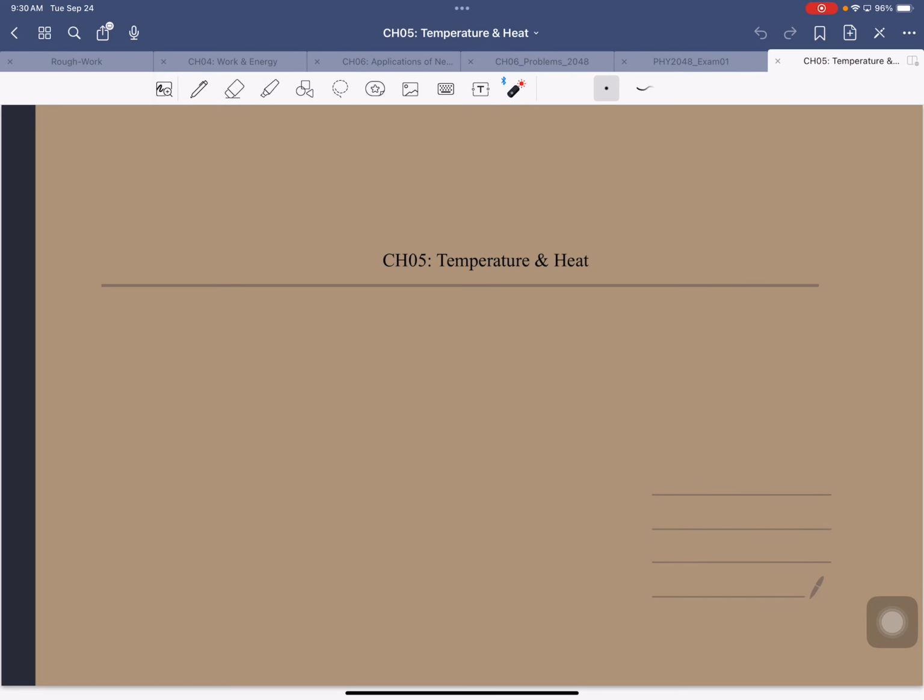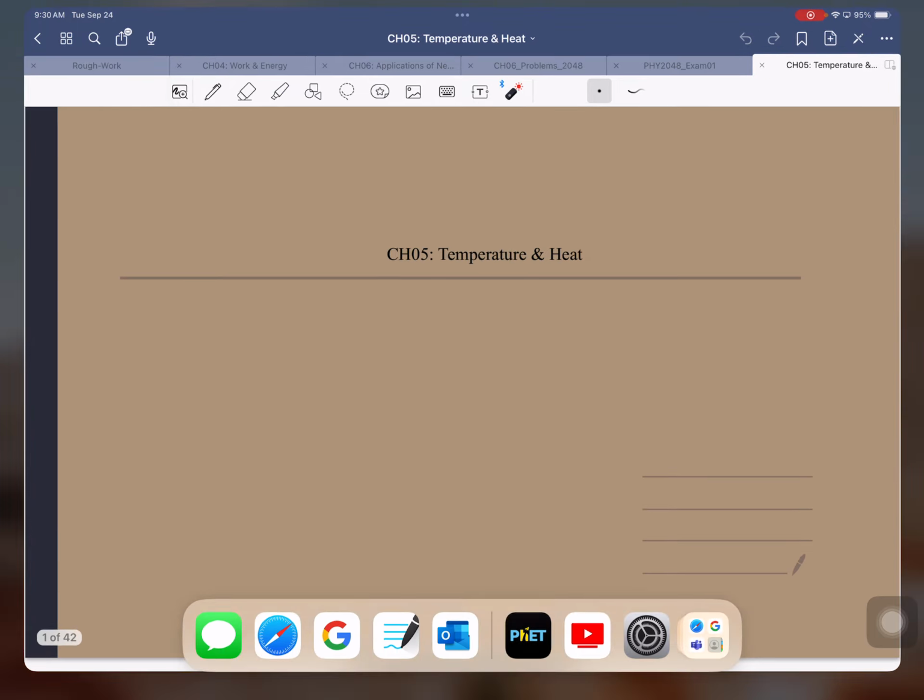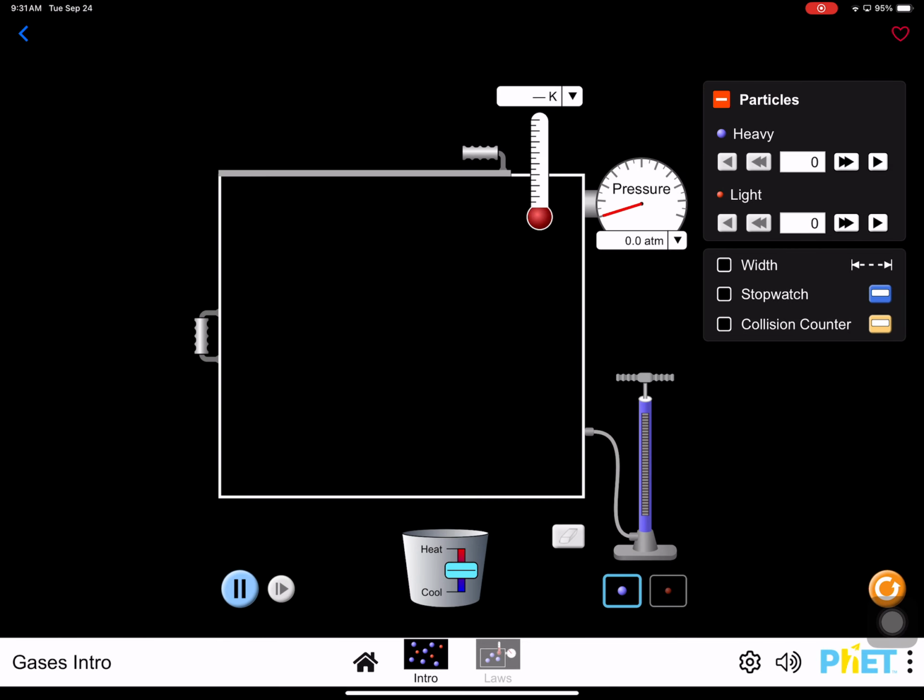Okay, so in this chapter we'll talk about temperature and heat. We'll learn what temperature actually means. We all know that temperature tells you how hot an object is. So let's see what that physically means. Let me start off by showing you an app.